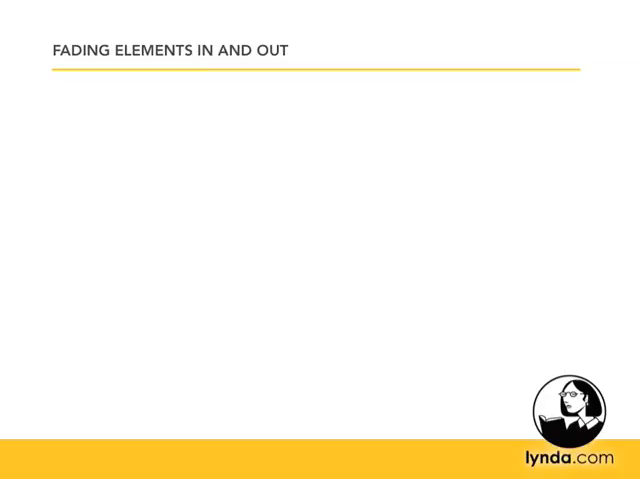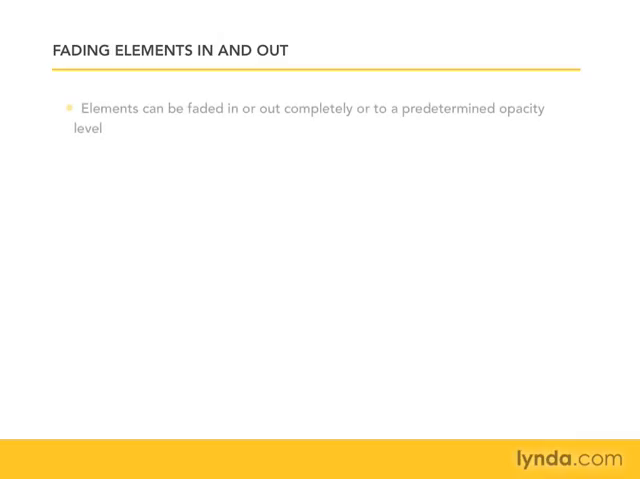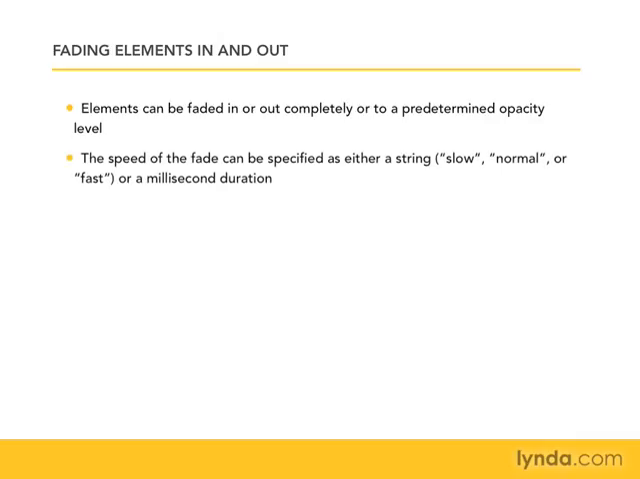Fading elements in and out is also a common effect that you'll see in modern web pages, and jQuery provides functions for achieving this effect as well. You can fade images or other elements either completely in or out, or you can fade them to a predetermined level of opacity so that they're transparent. And you can select the speed of how fast things are faded either in or out by using strings like slow, normal, or fast, or as a millisecond duration.